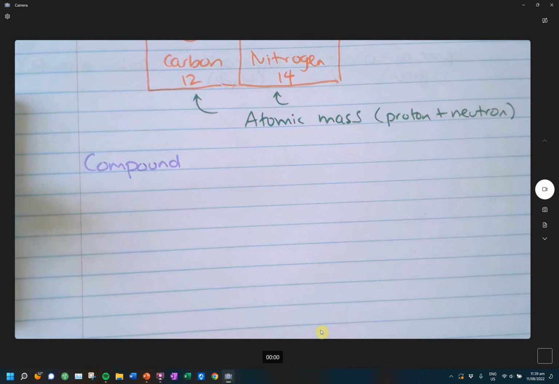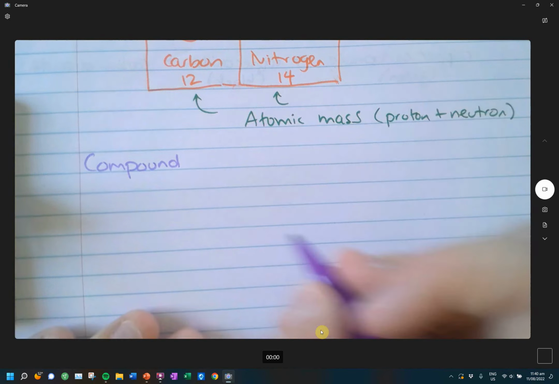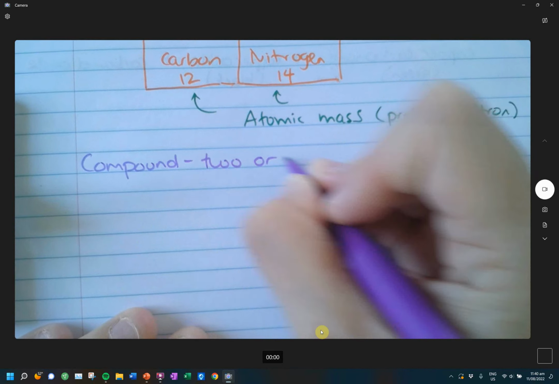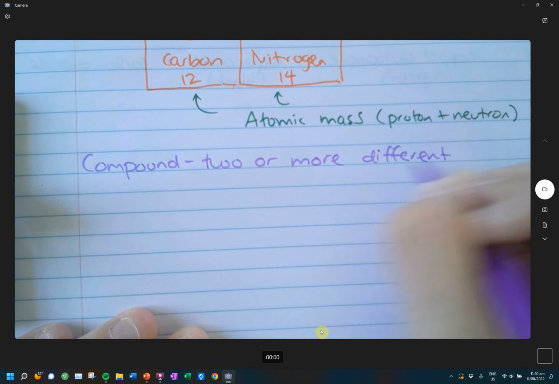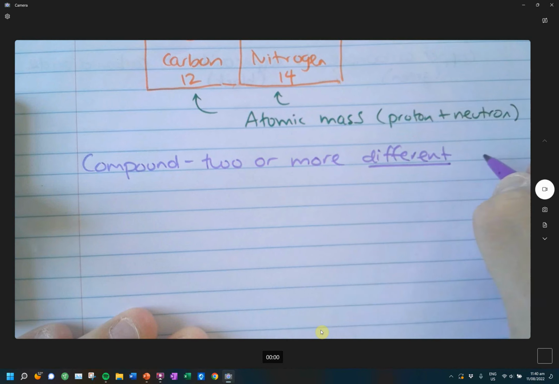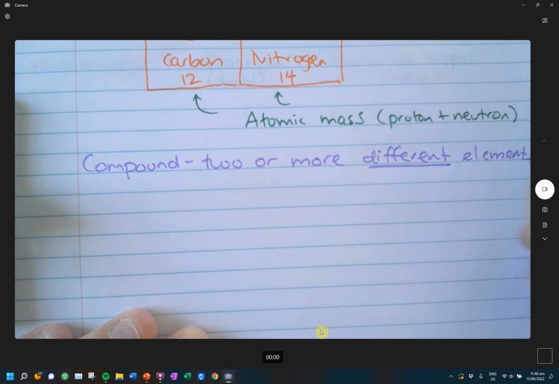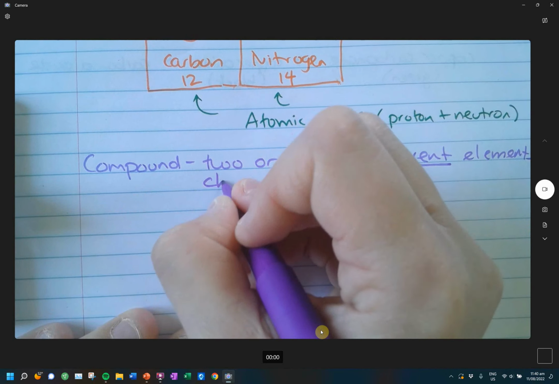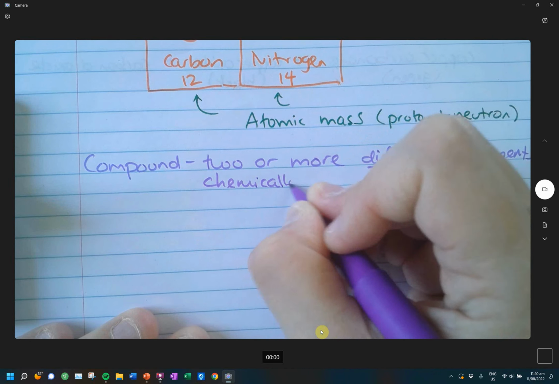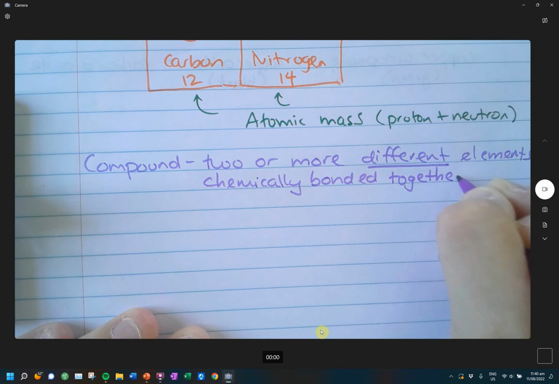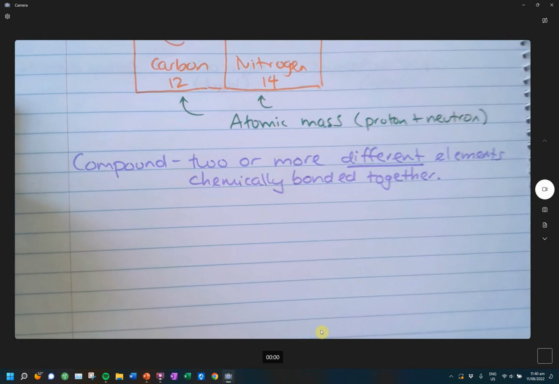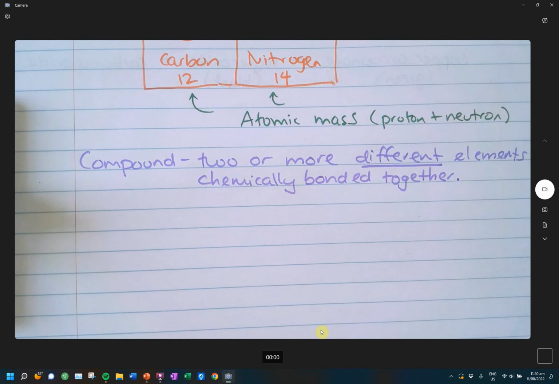So when we are thinking about a compound, we're thinking about two or more different, is the key word, elements that are chemically bonded together. You guys should be writing this down.